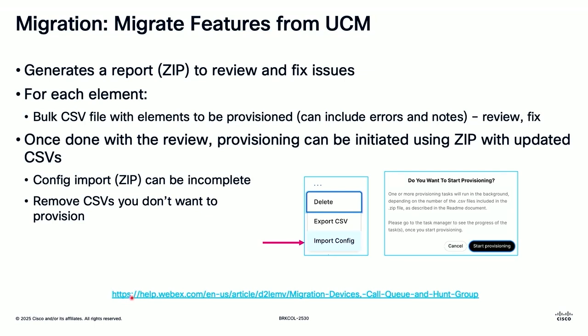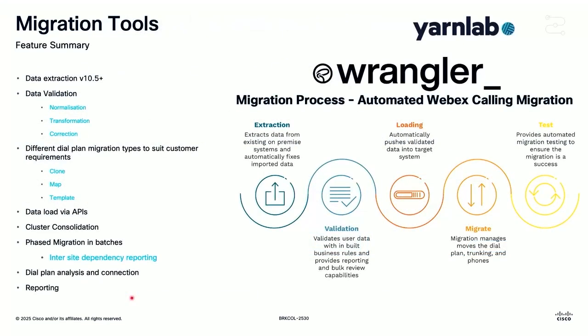All right. And finally, I want to mention two third-party migration tools that I think are really worth looking into. One is Wrangler from a company YarnLab. They recently got acquired, but I still use their old name here. This one integrates directly with an existing UCM using Excel. They pull configuration, they do data normalization, transformation, and they can do all the stuff that I mentioned earlier, the identification of groups, device migration, they can do migration of features and all these things.